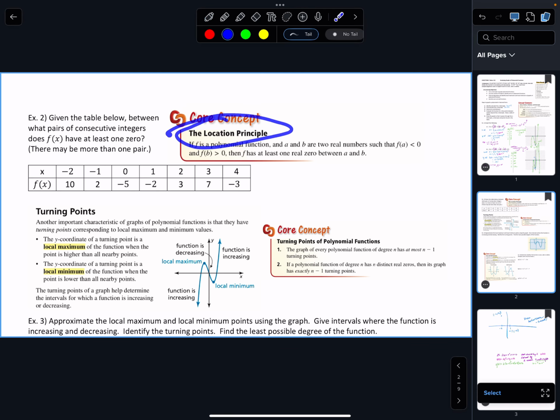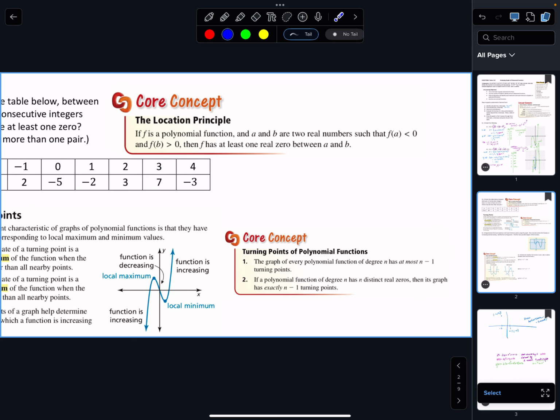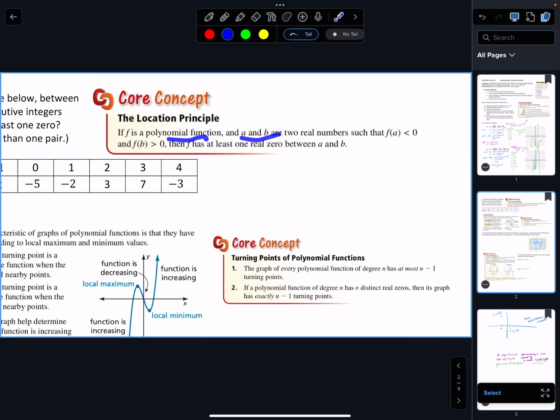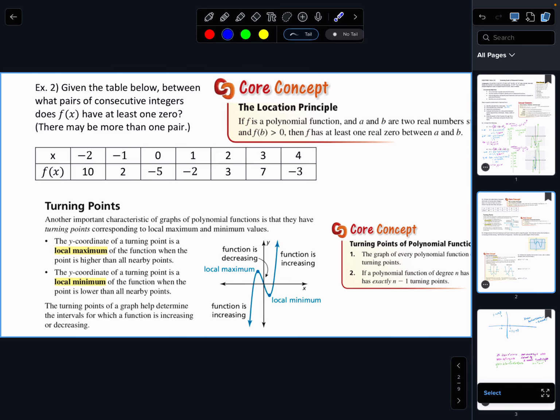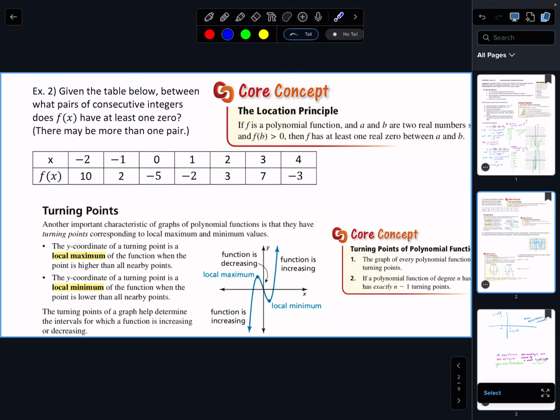The location principle, how they talk about it more formally, you have a polynomial function. A and B are real numbers, and this is just a fancy way of saying at A, the function's negative, and at B, the function is positive. Well, since it's a continuous function, f has to have one real 0 between A and B. So in this example, given below, between what pairs of consecutive integers does f of x have at least one 0? And we're assuming it's a polynomial.